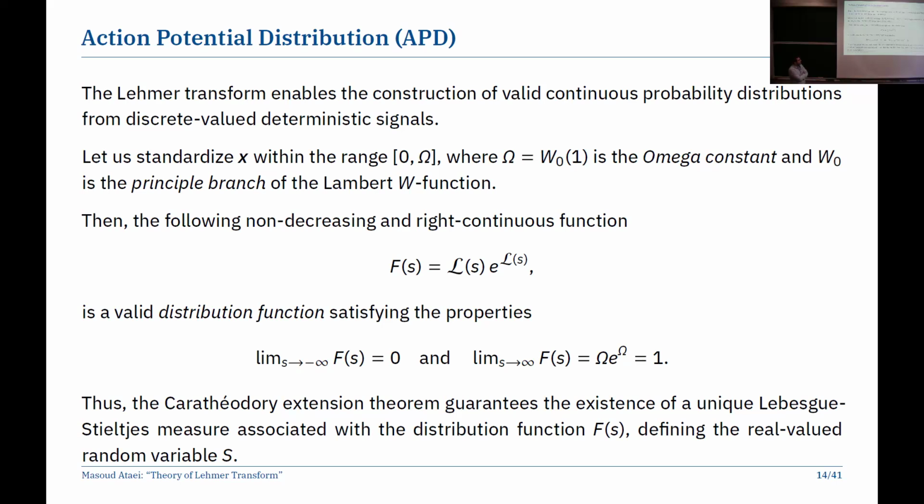As s goes to infinity, the Lehmer transform approaches maximum of the sample, which is omega. So the function f becomes omega multiplied by e to the power of omega, and using the Lambert function identities, this equals 1. So this defines a distribution function.